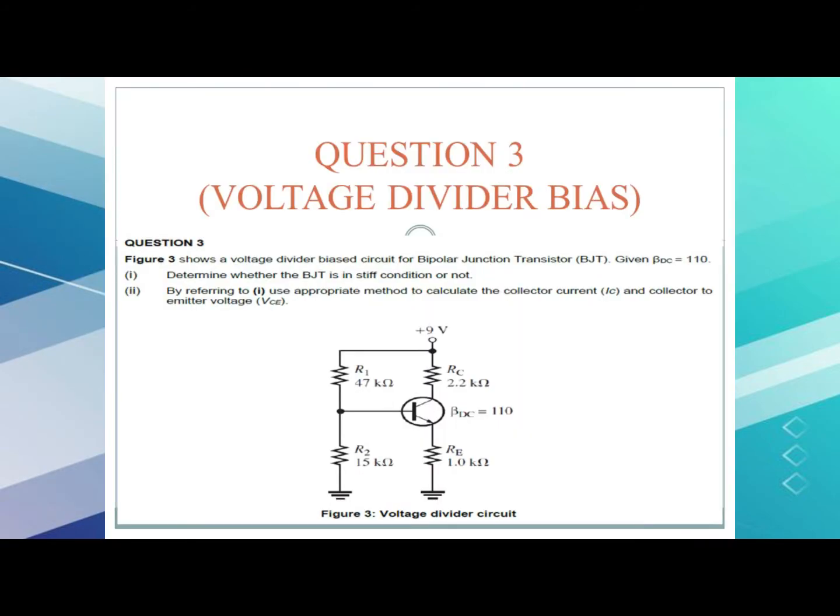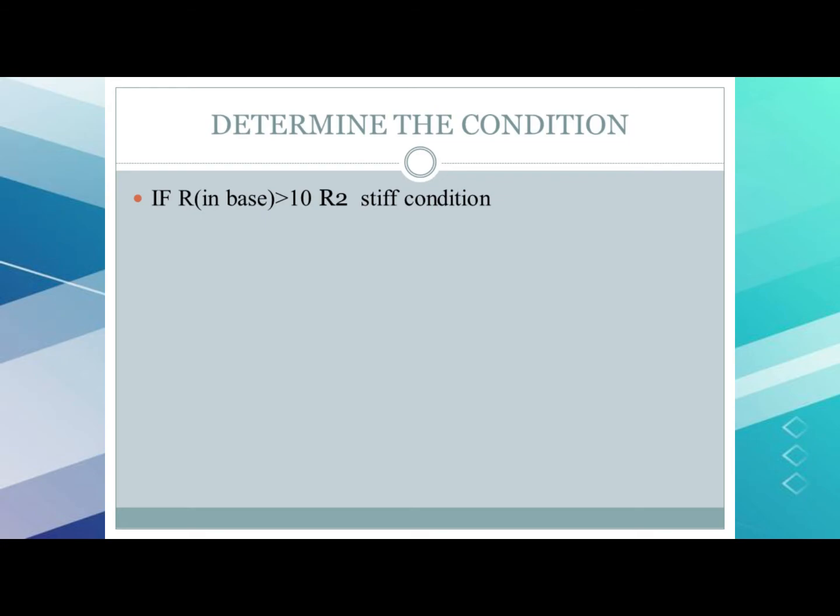Question 3. Voltage divider bias. Figure 3 shows a voltage divider bias circuit for bipolar junction transistor BJT given beta DC equal to 110. First, determine whether the BJT is in stiff condition or not. The second one is to use an appropriate method to calculate the collector current IC and collector to emitter voltage VCE. To determine the condition, we use if R in base equal to 10R2, then the BJT will be in the stiff condition.